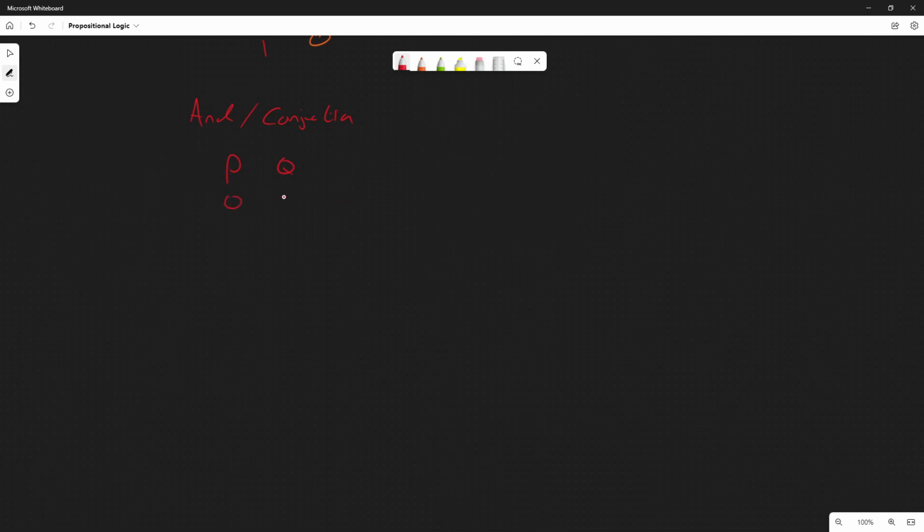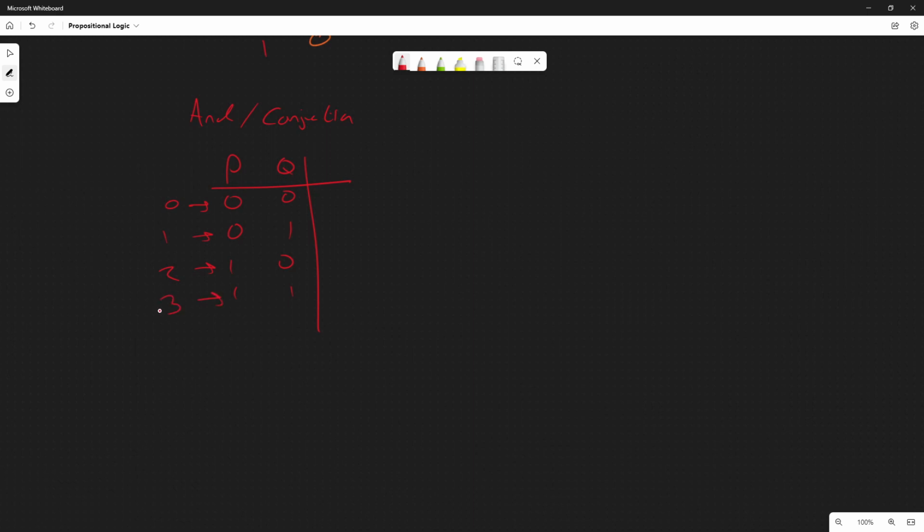So we have 0, 0, 0, 1, 1, 0, 1, 1. A tip for making these truth tables: count up in binary. This is the binary for 0, this is the binary for 1, this is the binary for 2, this is the binary for 3. So you're trying to figure out how to make them, you've got them all.